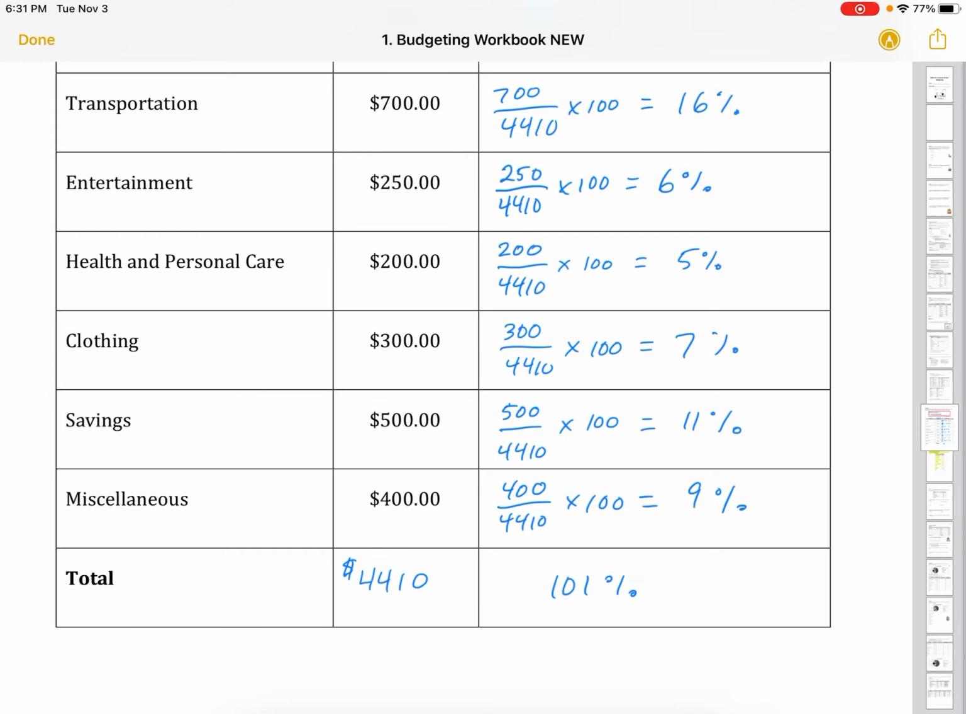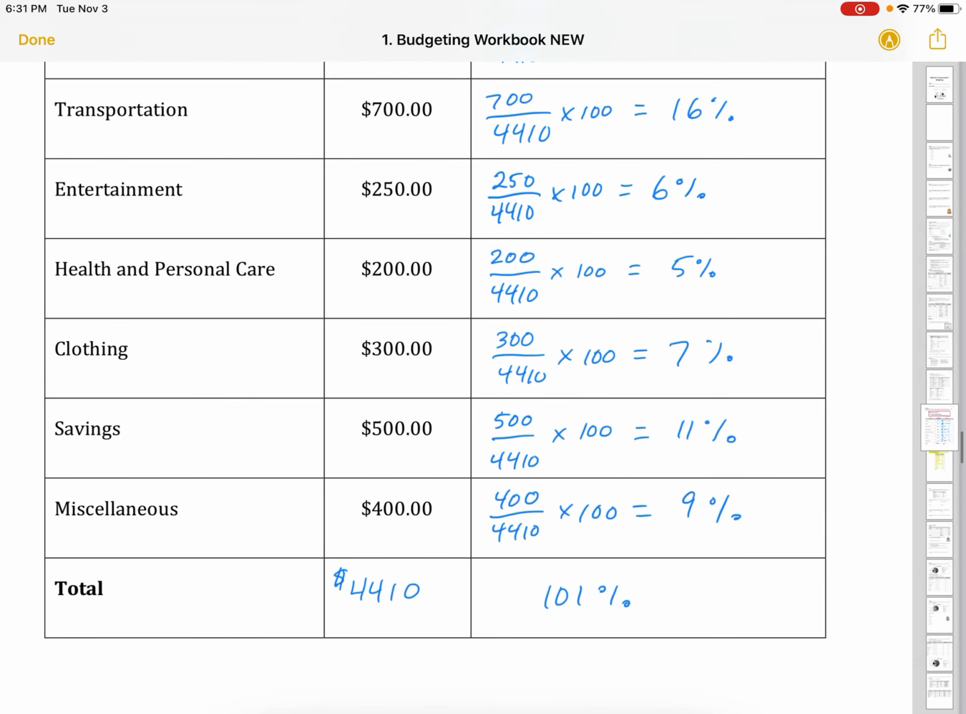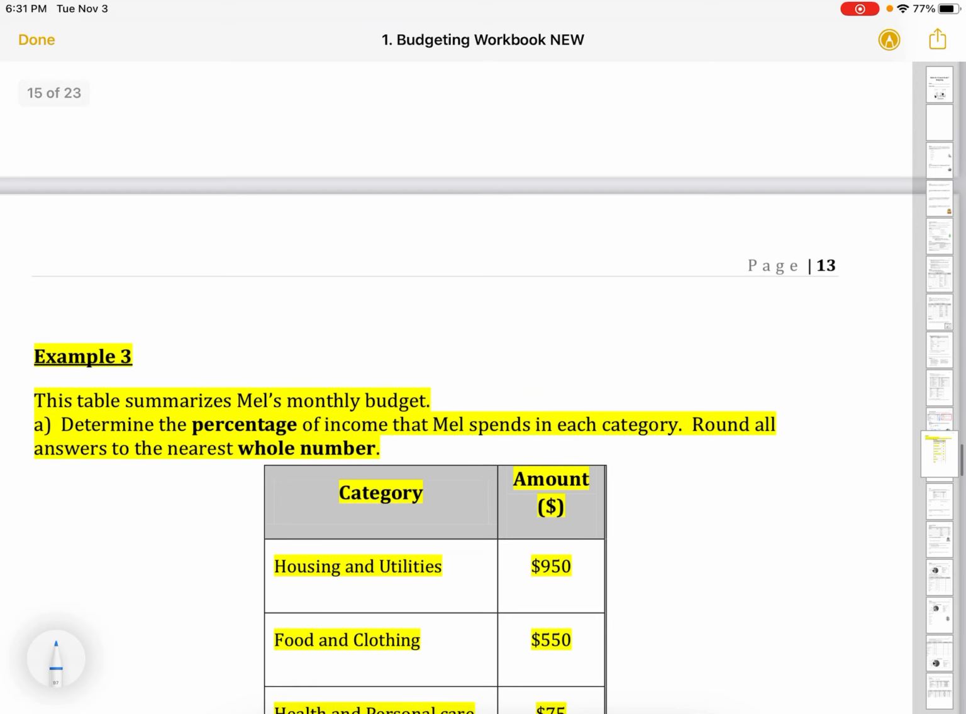We could also think about comparing it. If we flip our page back, how well do they fit with those guidelines? Housing's 27%. That's pretty close to the 30%. Food is exactly 20%. Their transportation is a little high, and their entertainment's a little low. Health and personal care is a little low. Clothing, 7's pretty close to 8. They are actually saving money, which is awesome. And then they have 9% for miscellaneous. So they're pretty close to the budget.